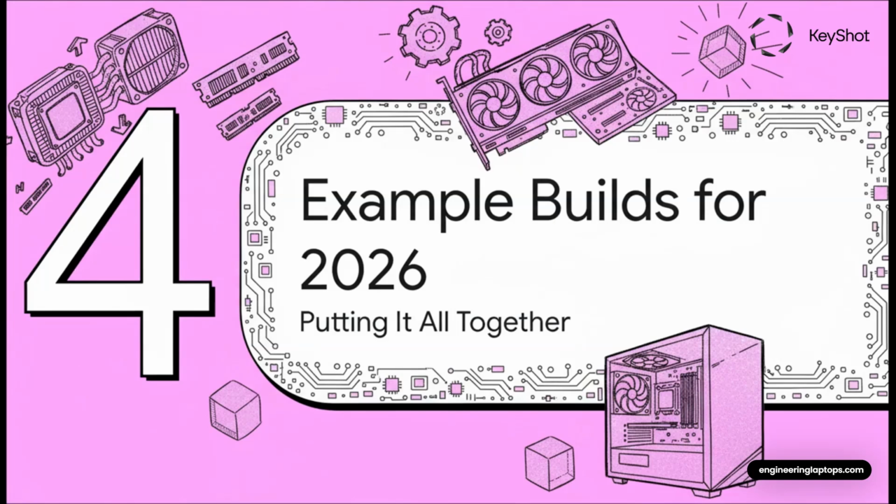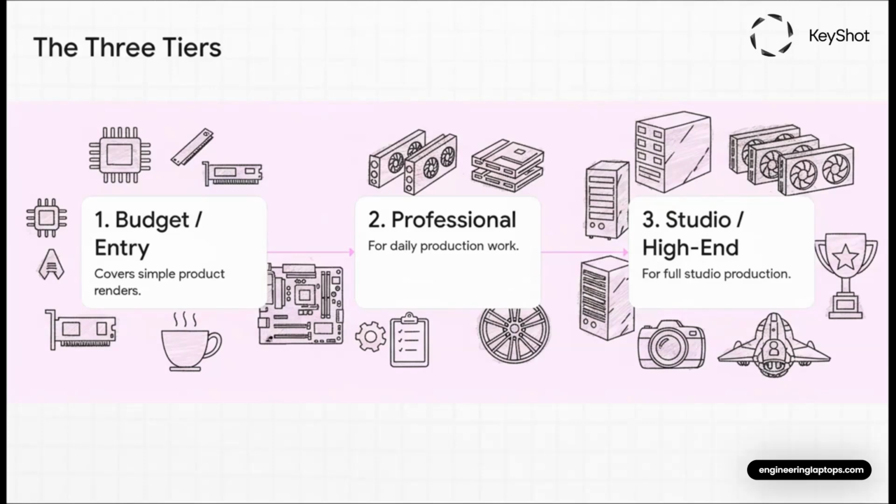All right, on to my favorite part, the example builds. Let's take all this theory and put it all together into some concrete examples of PCs you could build right now. We're going to look at 3 different tiers, designed to match whatever your needs and budget are. We've got a solid entry-level build, a powerful professional workstation, and then the absolute top-tier studio machine.